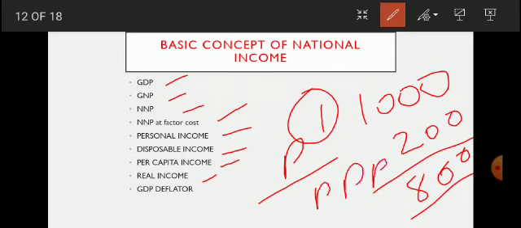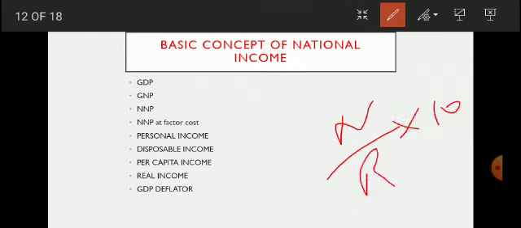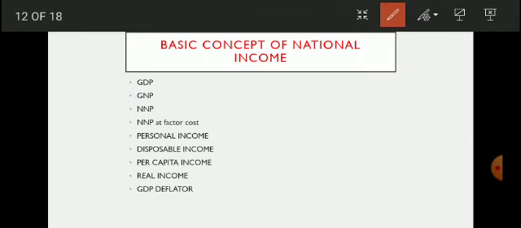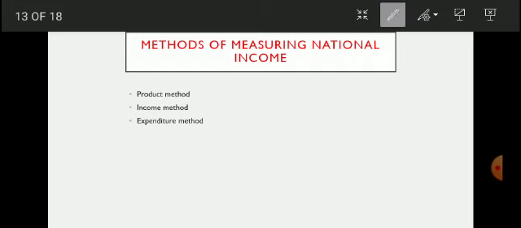It's purchasing power parity. Next, GDP deflator. GDP deflator is nominal income over real income into 100. Nominal income is nothing but the money value. Real income is the purchasing power. Okay. So next, these are the measurements of national income.